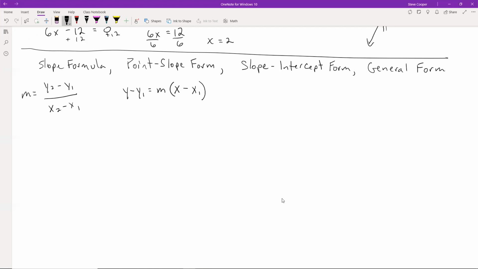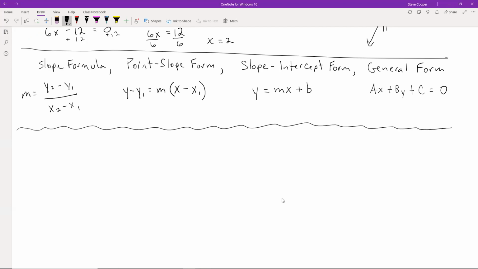Here you need the slope m and a point x1, y1. Slope intercept form we said is y equals mx plus b. Here you need to be given the slope m and the y-intercept b, or 0, b. And then general form was ax plus by plus c equals 0. And here we learned that if you set one of these to 0, you can find the other one and get the 2 intercepts. So what I want to cover now is special cases like horizontal or vertical lines.